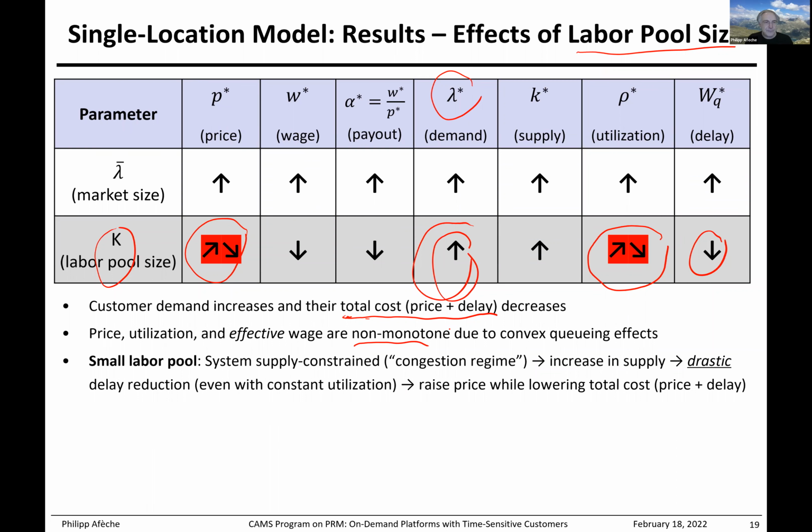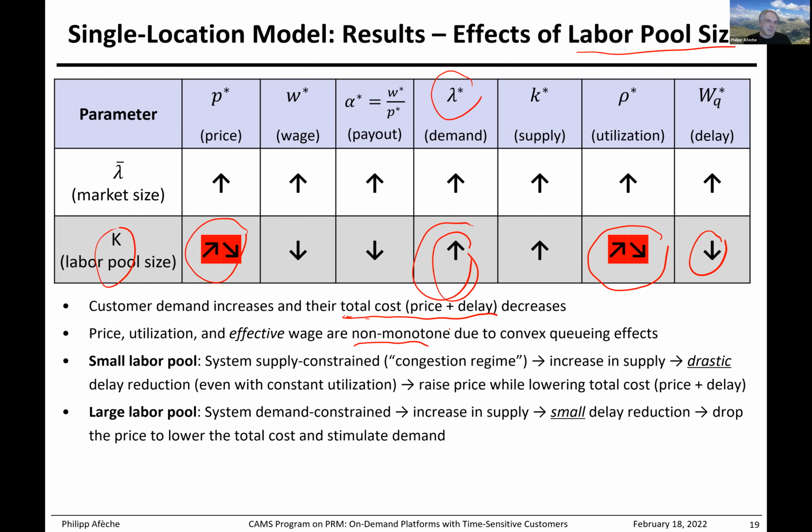If you already have a large labor pool, there's a couple of things. First of all, your system is now demand constrained. Secondly, because you have large K, a lot of servers, right? Probably your delay is already relatively good. If you further increase the supply, the delay reduction will be relatively small, right? And so to actually improve the service overall, that's going to come with a price reduction to further stimulate the demand, right?